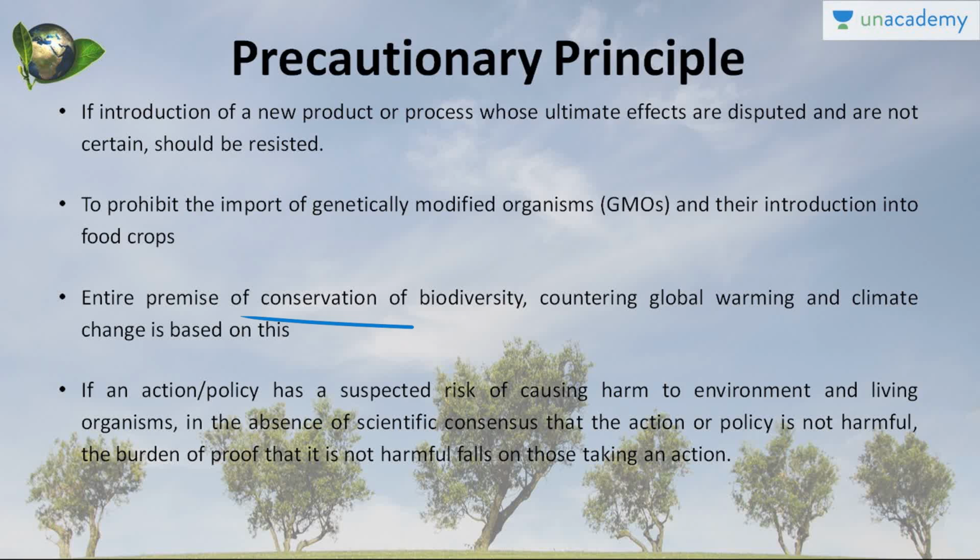So the entire premise of conservation of biodiversity, countering global warming and climate change is based on this argument of precautionary principle. If an action or policy has a suspected risk of causing harm to the environment and living organisms, and in the absence of scientific consensus that the action or policy is not harmful, the burden of proof that it is not harmful falls on the one taking the action. For example, if you can't prove that HFCs are bad, for example, there is no research, it will be the burden on the other person to prove that it is not bad, because you can't prove either way. GMOs are safe, nobody can say that. You can say GMOs might not be harmful, but nobody can say GMOs are safe. So unless that is proven 100% they are safe, you will not do anything because it might harm the environment and biodiversity. This is called the precautionary principle.